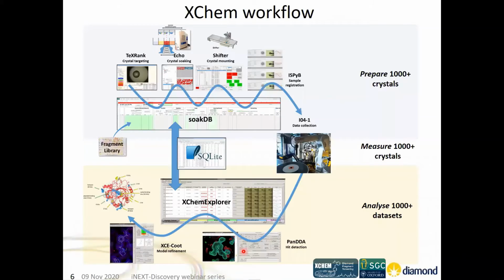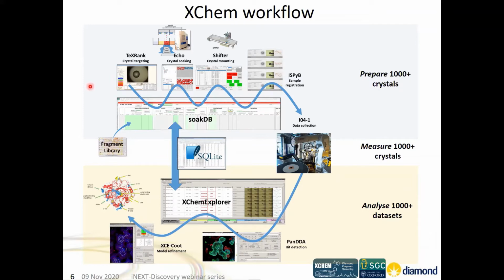So in a little bit more detail, the XChem workflow is summarized here. On the top part is what is happening in the lab, and at the bottom part is what is happening downstream for data analysis. So you basically have the libraries that have a code that is being tracked down within SoakDB through all the experiments that you have to do until it gets collected.